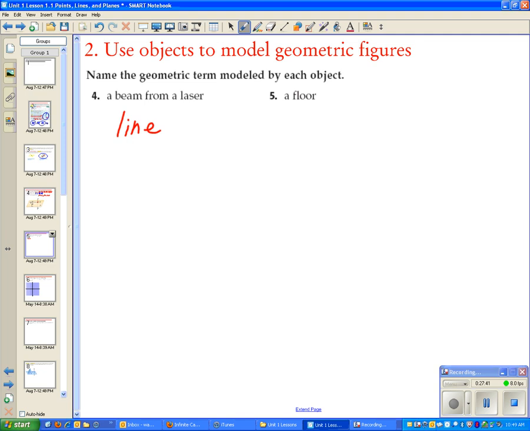Now, here's the weird thing about that. If you've ever seen a laser pointer, like we used to have a cat toy that way, where you shine a little laser on the floor and the cat would chase it. What you see once the laser hits an object is a point. But the laser itself, the beam, like it says here, is a line, isn't it? Okay, so good. This is easy. What's a floor? Yeah, it's a plane.